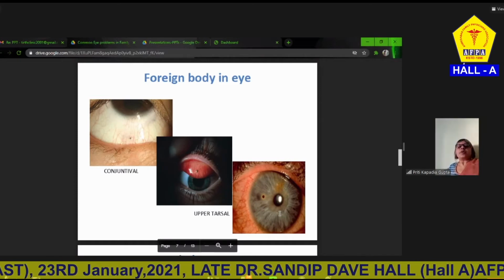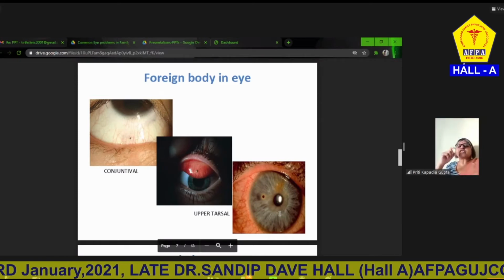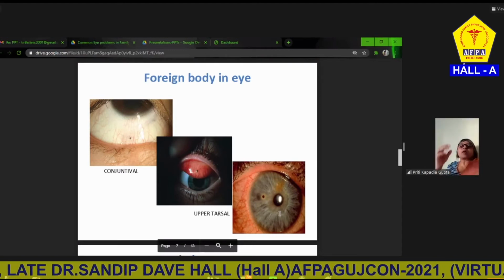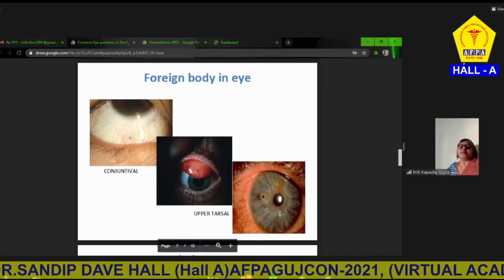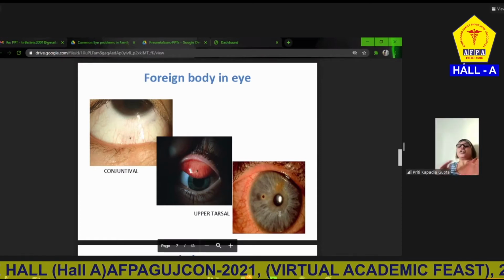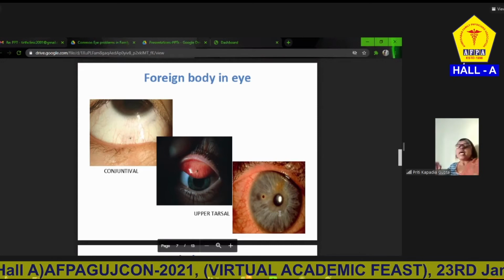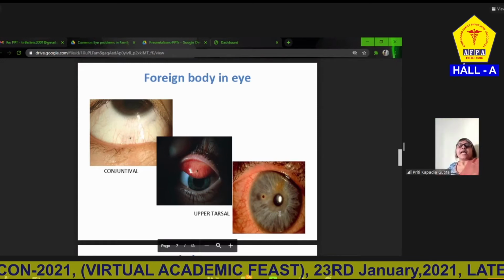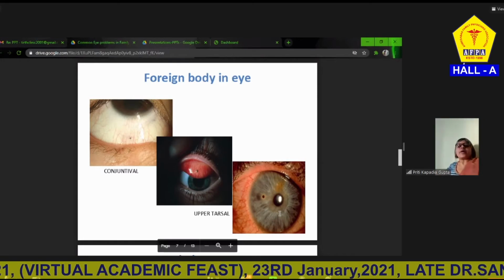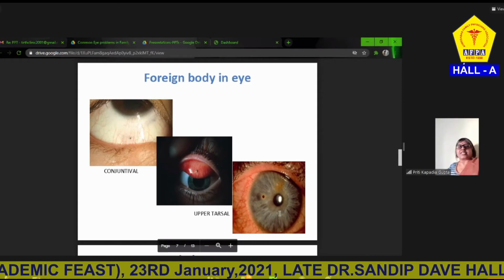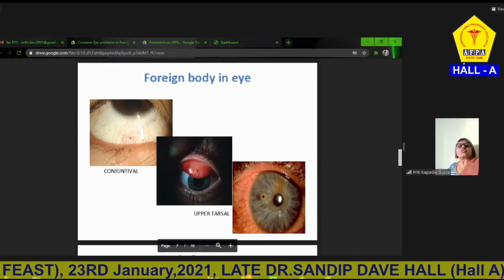If you cannot manage with that, if you have a sterilized Johnson bud, you can ask the patient to look up and pick it up with the Johnson bud. This job is very easy, but it relieves a lot of itching, a lot of foreign body-like sensation, and sometimes localized redness in your patient's eye. After this, you must advise your patients antibiotic drops for at least 3 to 4 days. So this is one thing which you can really do.